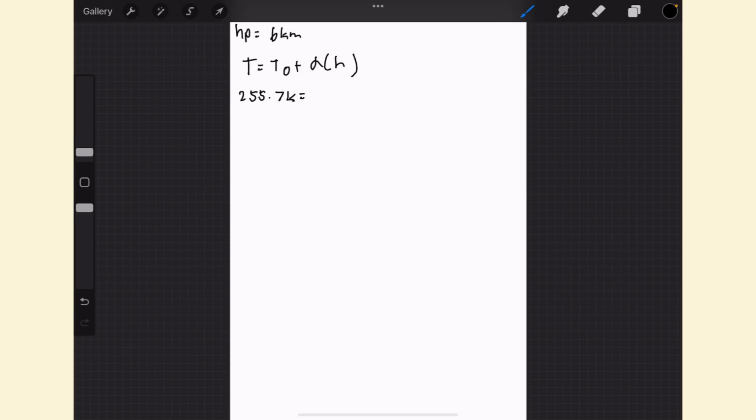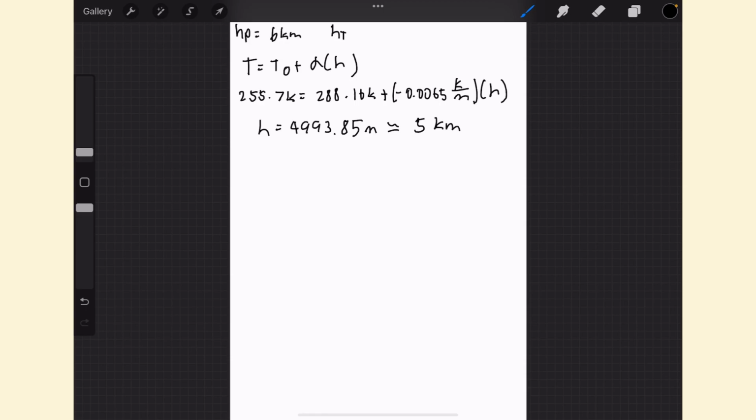At ang T sub O, which is yung temperature natin at sea level, plus yung lapse rate natin, which is negative 0.0065 Kelvin over meter times H. So kapag plinat na rin natin yan sa ating calcu, ang lalabas na value ay 4,993.85 meters, or pwede natin i-convert to 5 km. So ang ating temperature altitude ay 5 km.